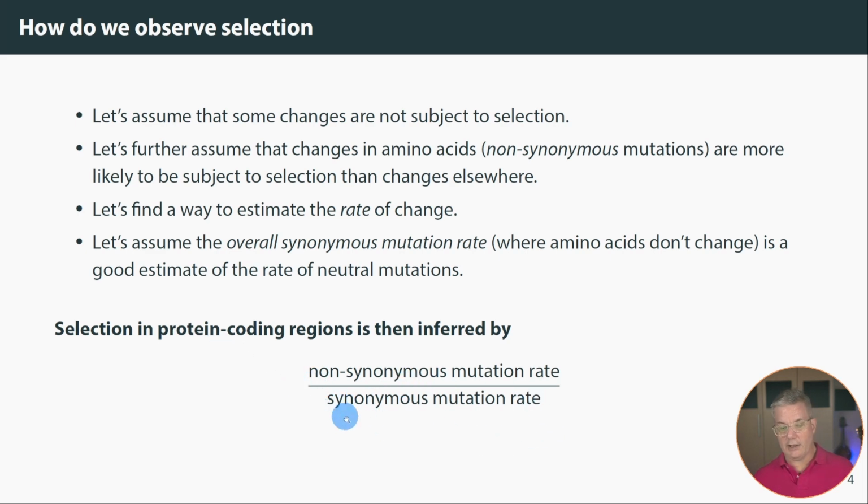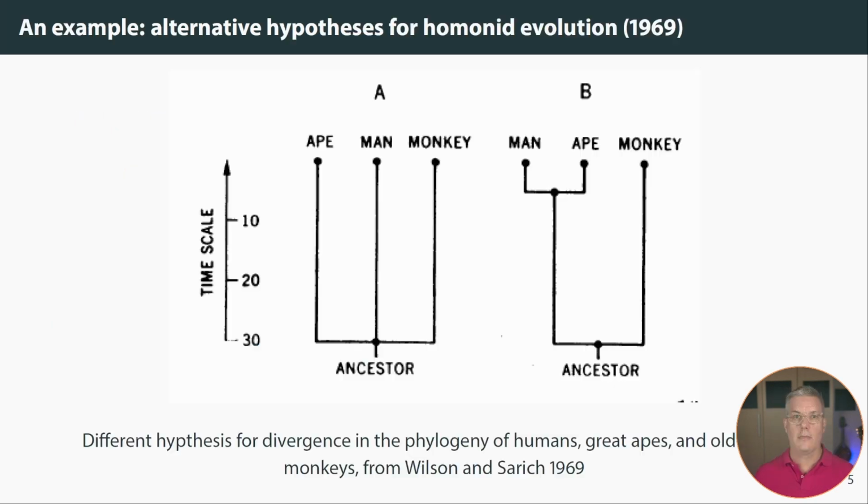So if the synonymous mutation rate, the rate that doesn't change amino acids, is not subject to selection, which is this first bullet point, then that rate provides an estimate of the neutral change rate. And then the non-synonymous mutation rate can tell us whether the non-synonymous changes are either faster or slower than synonymous changes, reflecting either positive or negative selection.